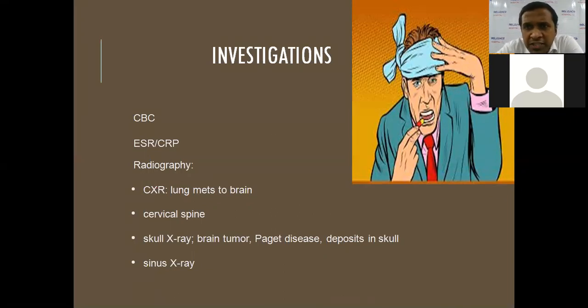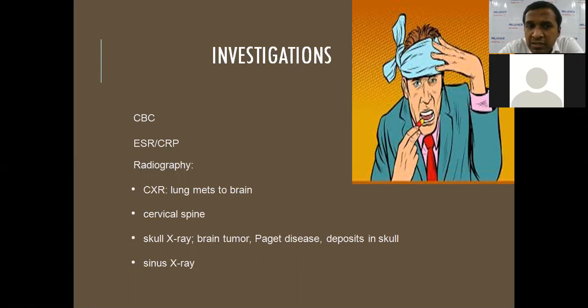When we do the investigations, we basically do a CBC, just to look for leukocytosis and infection. Always get an ESR and CRP done, because temporal arteritis presents with high ESR and high CRP. It is a treatable condition and responds well to steroids. Or get an X-ray chest done to rule out metastases to the brain.